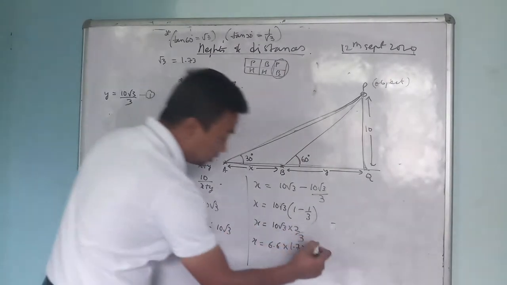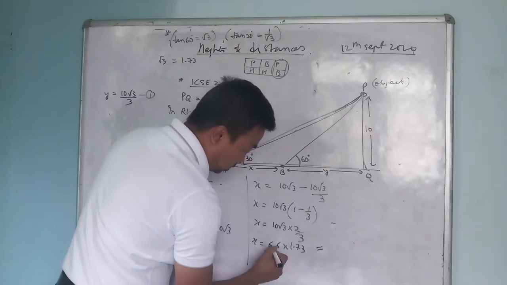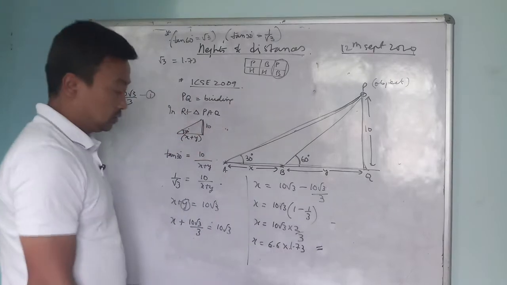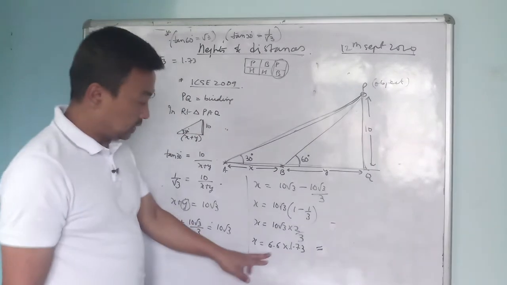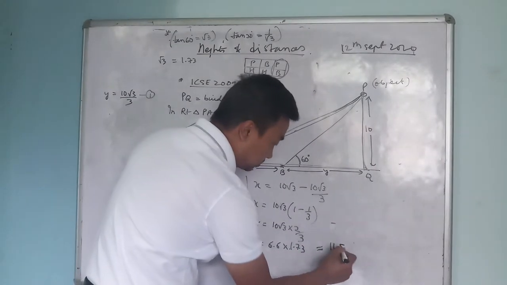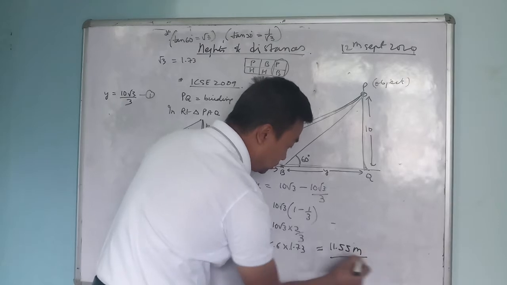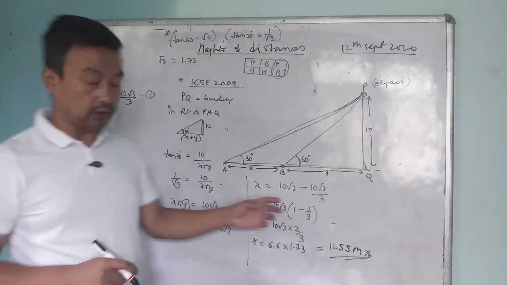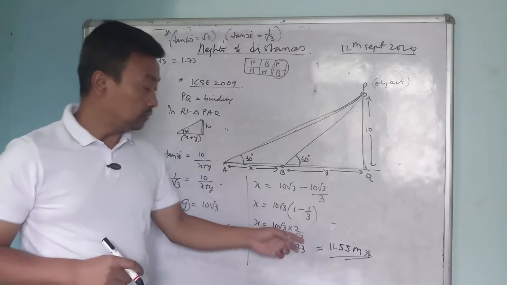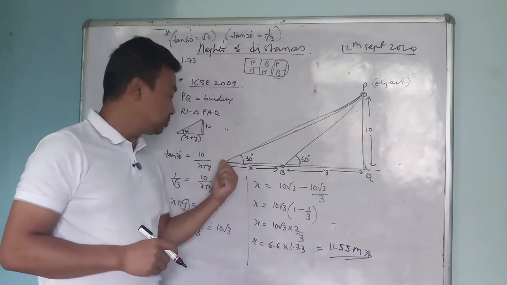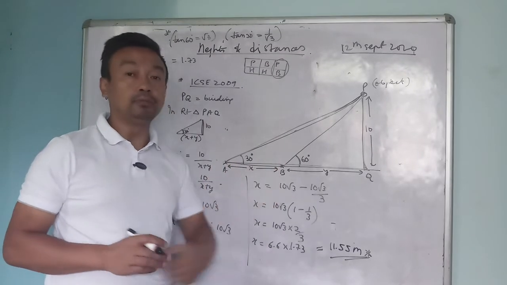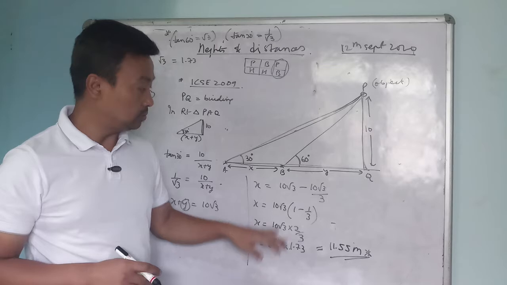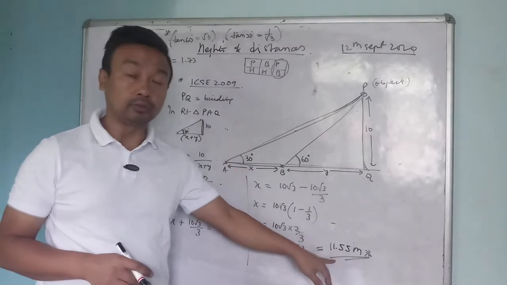Now after doing the multiplication, 11 point something I will get. So this is the approximate answer. So you will get the answer here, 11.55, that is the distance between the point A and the point B. Okay, so distance between the point A and the point B is something like this.